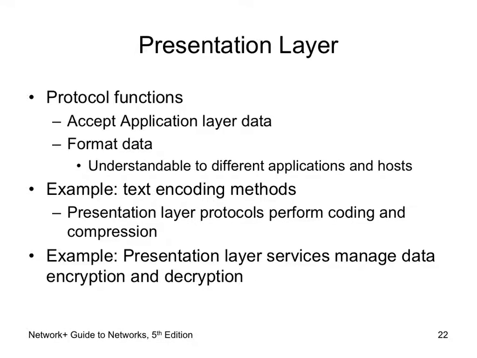If it's video, it'll be video encoding. If it's audio, it'll be audio encoding. If it's PDF, it'll be PDF encoding, so on and so forth. So an example here is a text encoding method. Presentation layer performs coding and compression of the text that you just submitted. Granted, it's just a few characters, but to be good to the network and to make things flow better, it compresses everything to make sure data flows faster and more efficient.